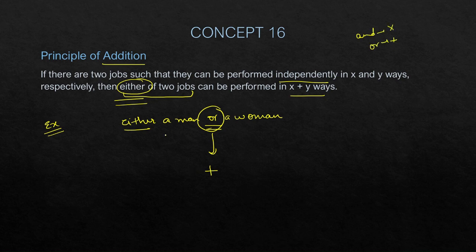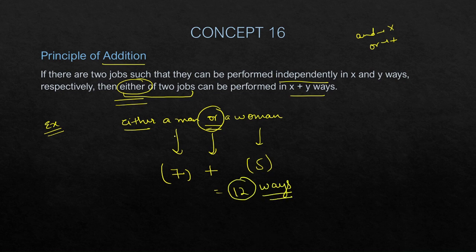So here we add, and as we discussed, 7 ways of choosing a man and 5 of choosing a woman. So the answer here will be 12. So there will be 12 ways of choosing either a man or a woman, for the sake of whatever example you can take in your mind, maybe to lead a committee or anything. So two jobs here are either a man or a woman, and 7 and 5 are the respective ways in which these can be performed.